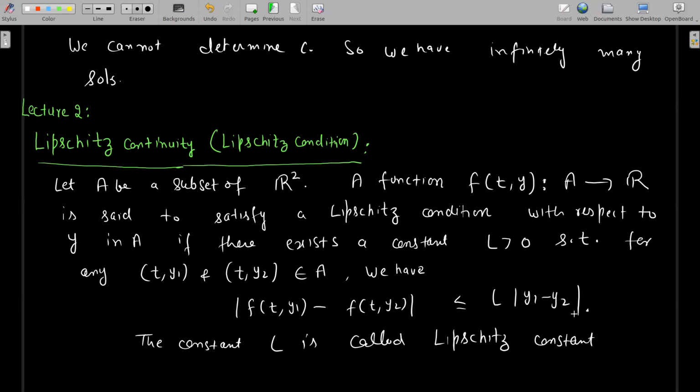And this constant L is called the Lipschitz constant. This continuity will be used in the proof of the existence and uniqueness theorem for nonlinear problems. That's why this is the main condition, and that's why I have defined it separately. Now we will take a few examples of how you check whether a function satisfies a Lipschitz condition or not.